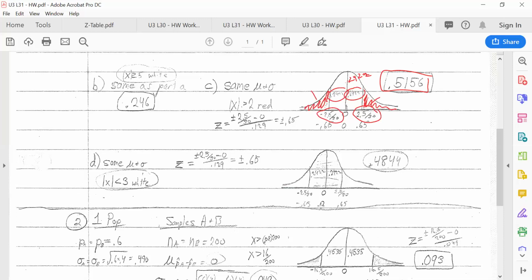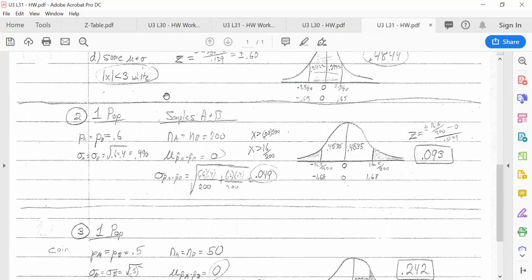So part C starts at 2.5, shades to the outside. Part D starts at 2.5 and shades to the inside. Yes, C and D are just complements of one another. If you take those two probabilities, they will add up to 1. So that's number 1, everyone.